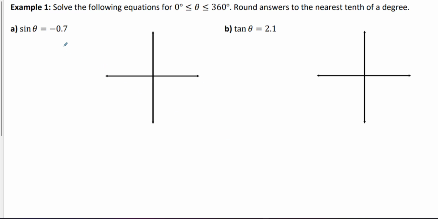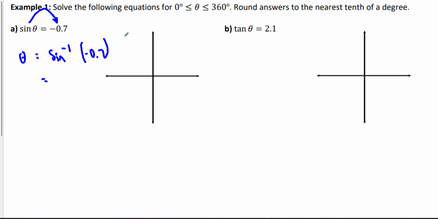Okay, so here we have an equation, sine theta equals negative 0.7. The first thing to do is grab your calculator. Where's my calculator? Oh, here it is. And all you have to do initially is to just move the sine function over. Right, theta is equal to sine -1 of negative 0.7, like that.